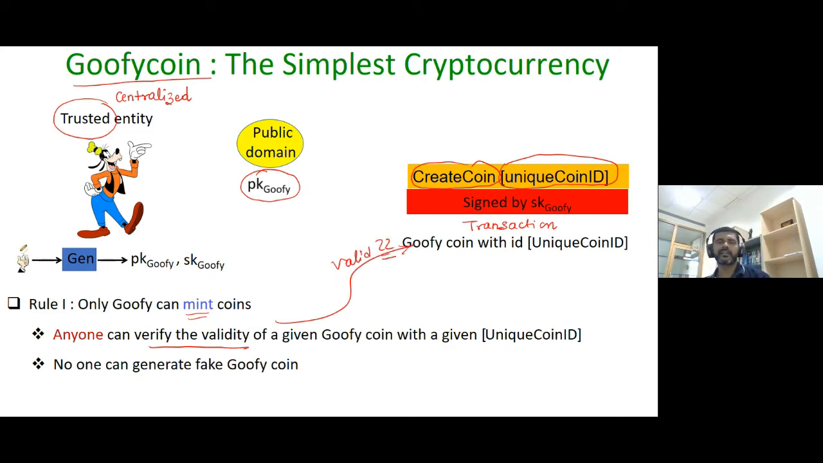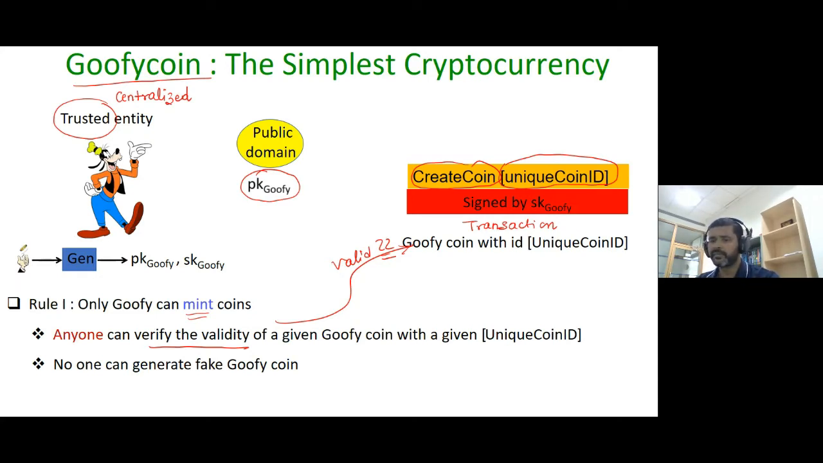So it is like saying the following. If I give you a piece of currency, a 10 rupee note, how do you check whether it is a valid currency or not? You will look for the signature of the RBI governor. That's the basic check you will do. If the signature is not there, you will say that's a fake currency.